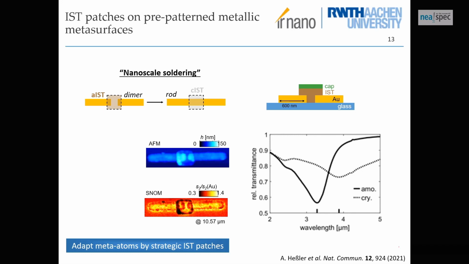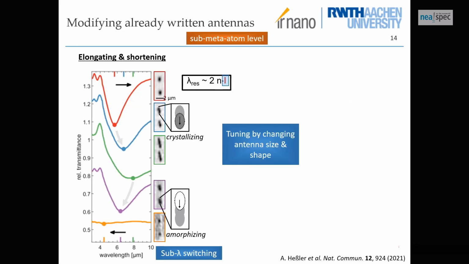This can also be measured in the far field. The relative transmittance changes between the amorphous phase of the IST and the crystalline phase over several hundred nanometers. And what else can be done with this?